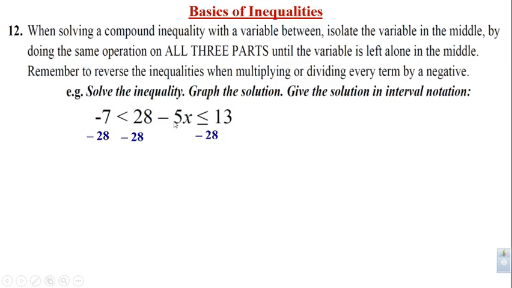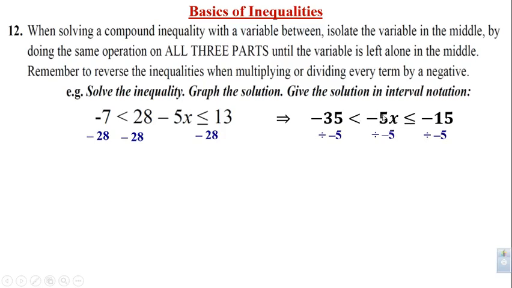What we do is isolate the variable between them. If there's more than one variable, then you have to split the inequality, and that is for a different concept covered in intermediate algebra. What we do is subtract 28 from all parts, and the result is negative 7 minus 28, which is negative 35. The 28 cancels here, and 13 minus 28 is negative 15.